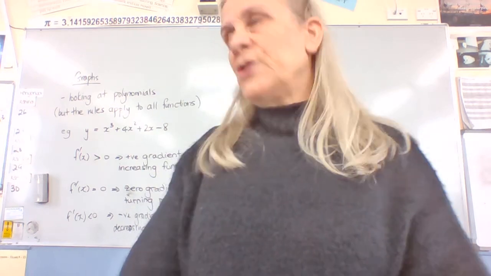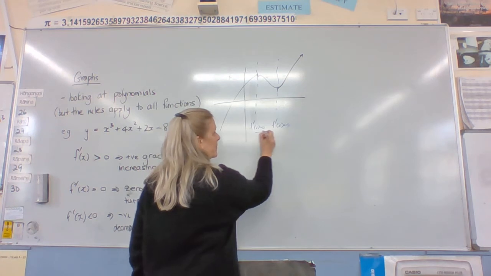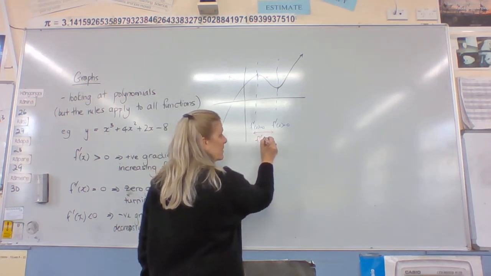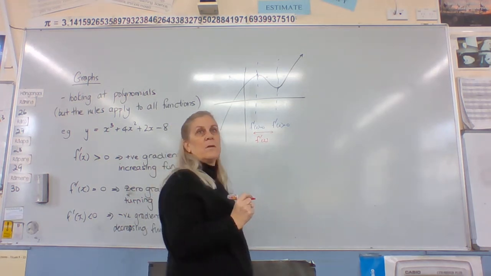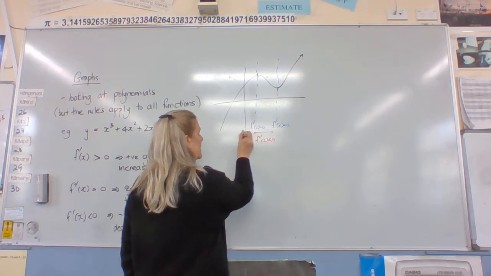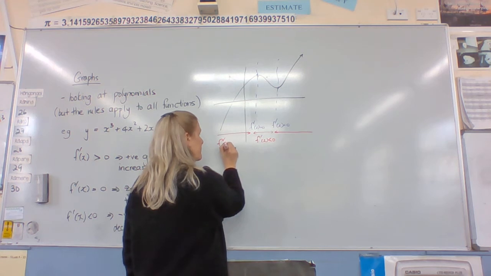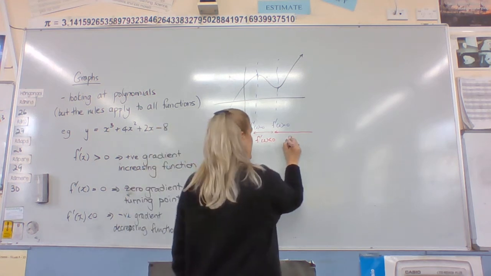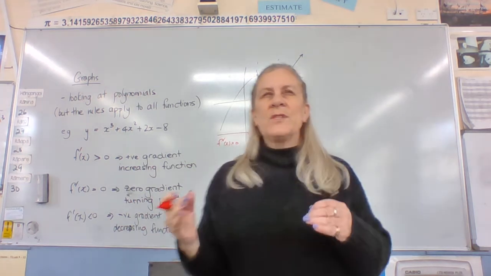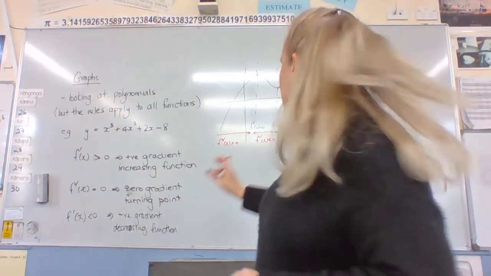In between those 2 points, from here to here, f dash of x will be what? Less than 0 because it's decreasing. And from here to here, and here to here, we've got greater than 0. Right? So because that is how it works, we need to be able to find these 2 points.